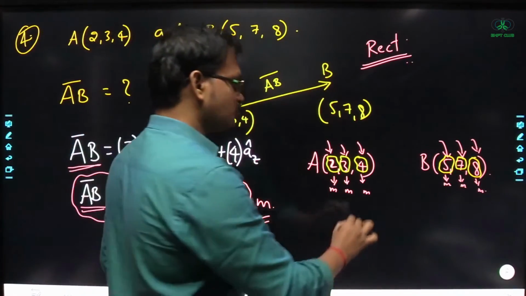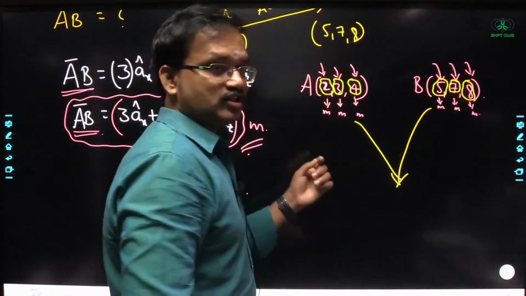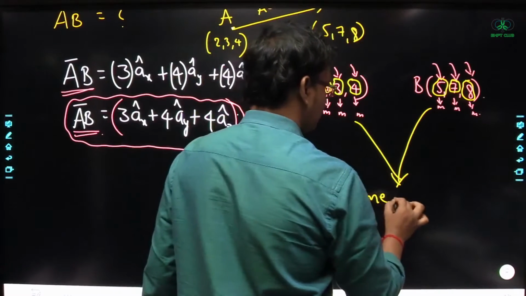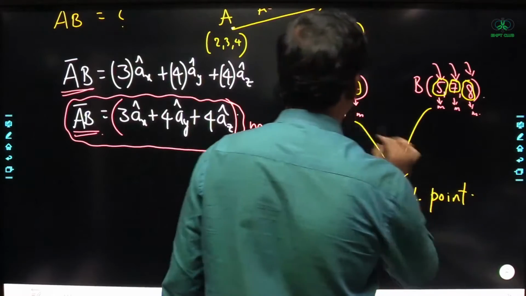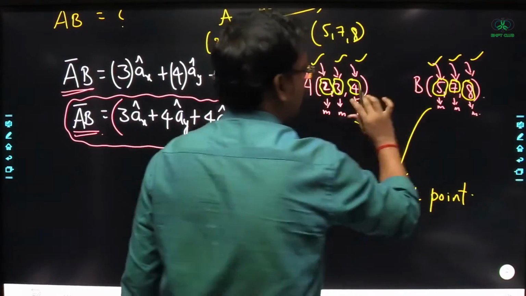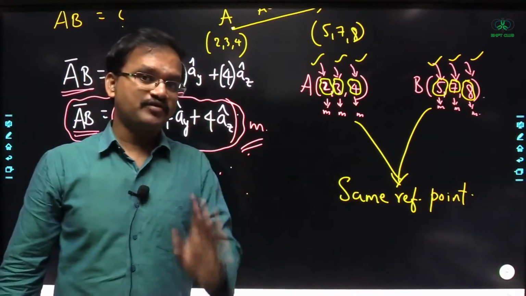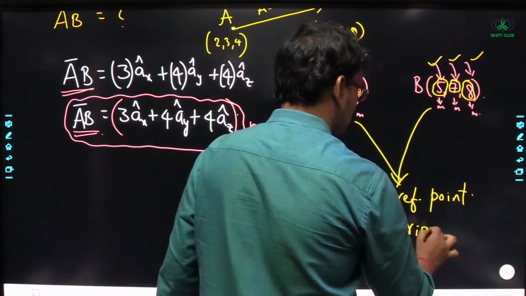So all these points are measured with respect to the same reference point. All three coordinates of each and every point in the rectangular coordinate system are measured with respect to the same reference point. That reference point is nothing but the origin.